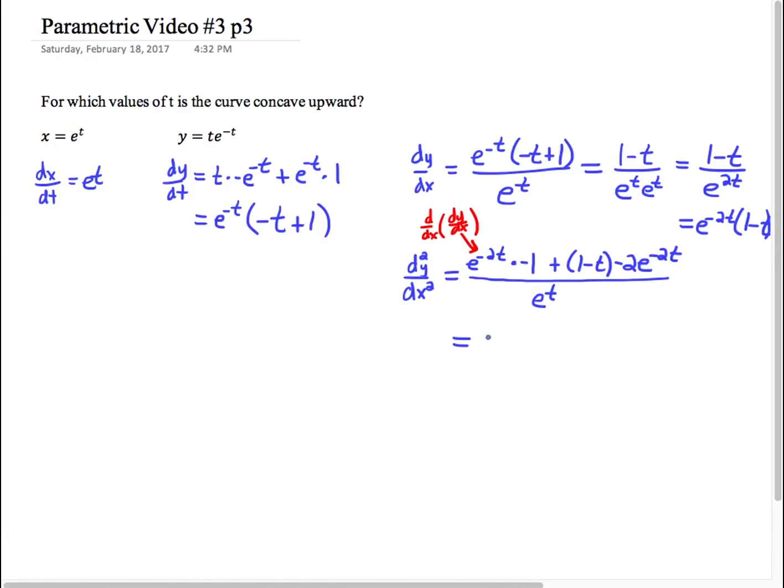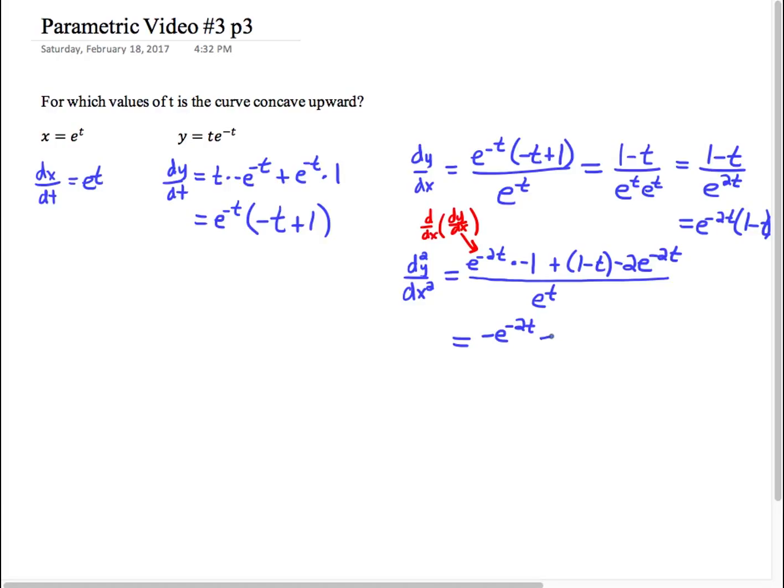So let's see if we can simplify this, because we're supposed to be checking concavity, and concavity of course is going to change where the second derivative is either 0 or undefined. So let's simplify. So on top I have a negative e to the negative 2t, and then I think I'm going to distribute here so I can get some like terms maybe.